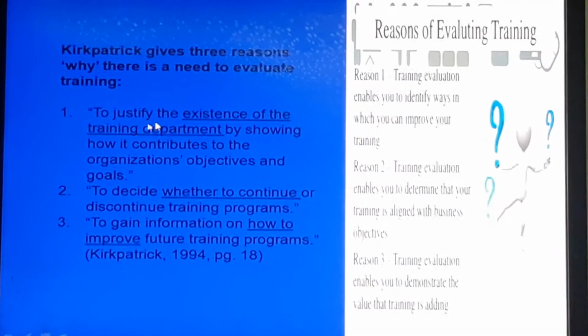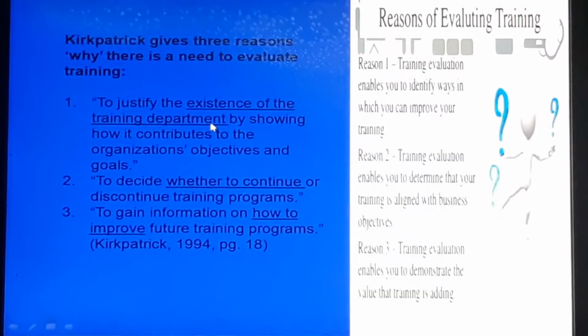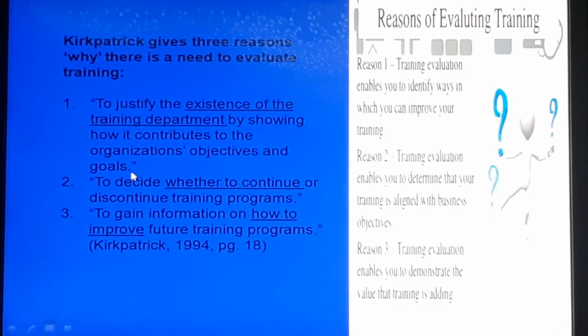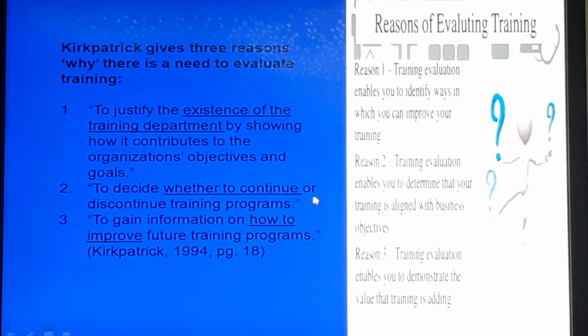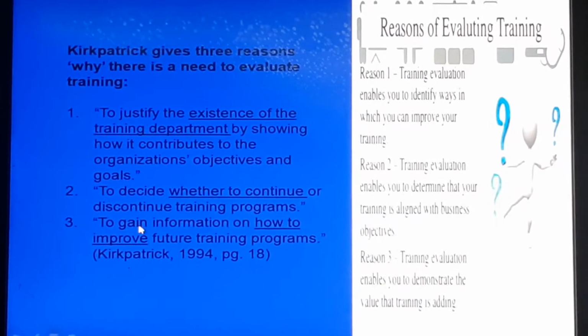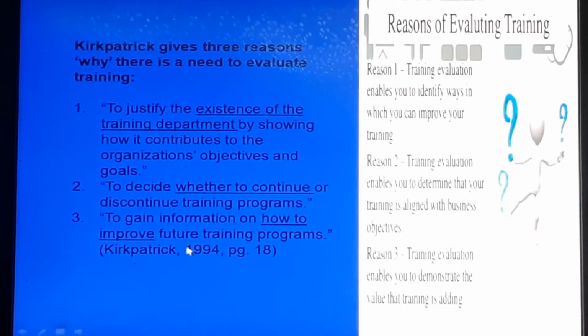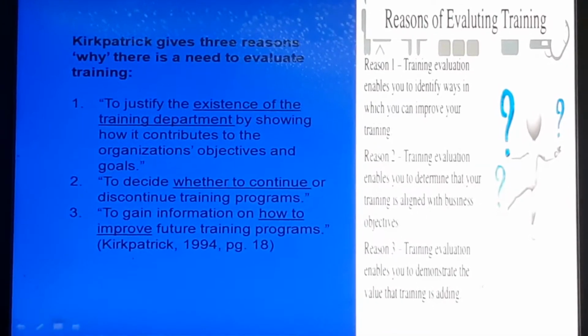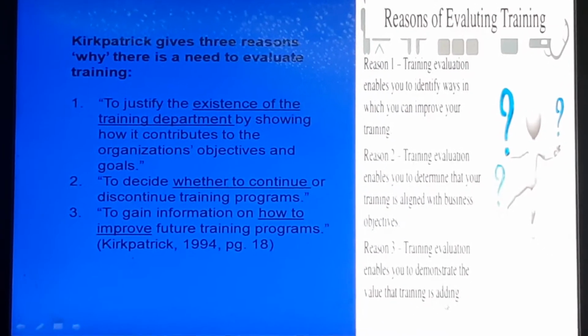Dear learners, now we shall discuss the reasons for training evaluation. You may know that Kirkpatrick, who suggested an evaluation model, the Kirkpatrick training evaluation model, mentioned 4 reasons for training evaluation. The reasons are: to justify the existence of the training department by showing how it contributes to the organization's objectives and goals, to decide whether to continue or discontinue training programs, to gain information on how to improve future training programs, and also to demonstrate the value that training is adding.